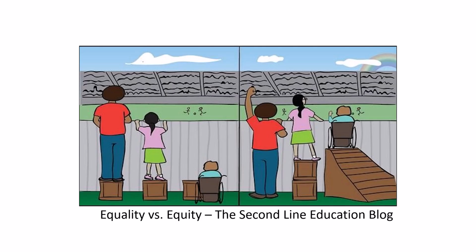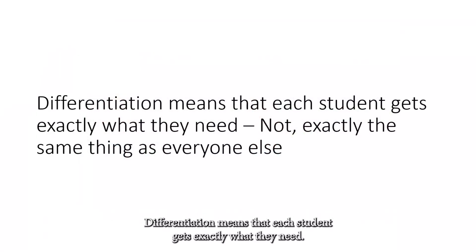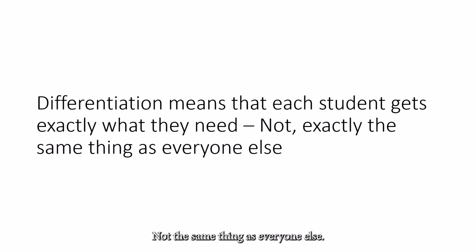On the right, an equitable solution to every person's needs. Each person got exactly what they needed for the situation. Equity. Differentiation means that each student gets exactly what they need, not the same thing as everyone else.